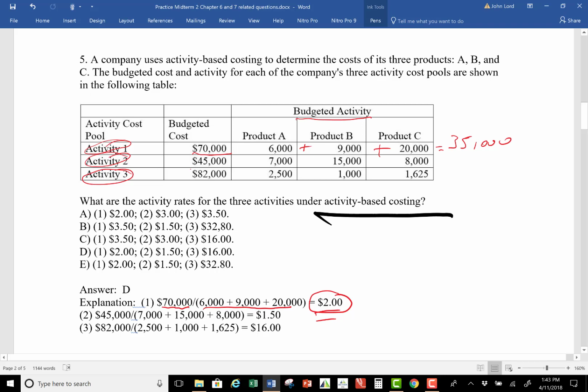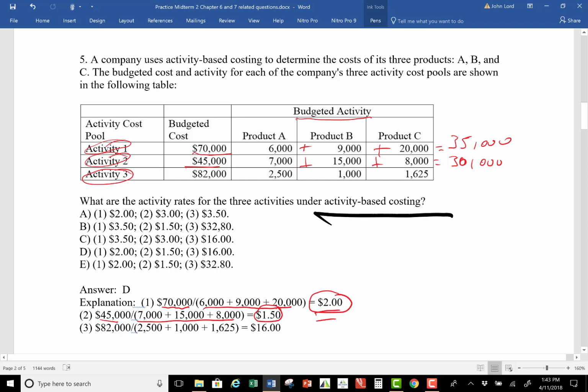Then you take this next one, 45,000, and you add them together. That gives me what? 30,000. Okay, good. So we take that 30,000 and divide that into the dollar amount, and it's $1.50 per unit of activity, whatever the activity is here.